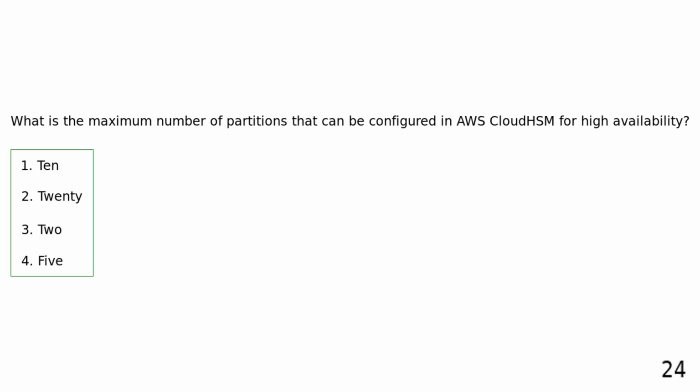What is the maximum number of partitions that can be configured in AWS CloudHSM for high availability? 10, 20, 2, 5.